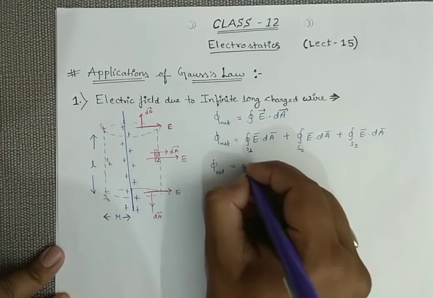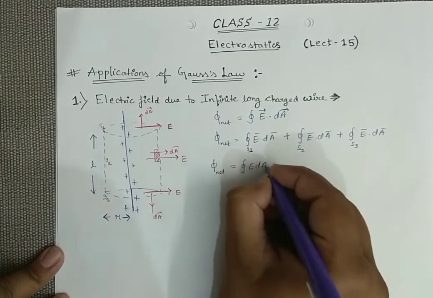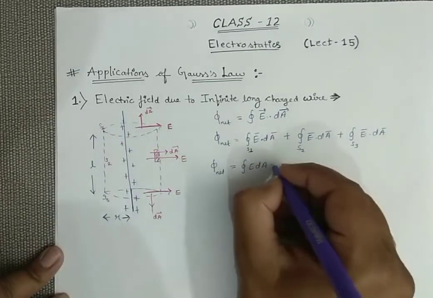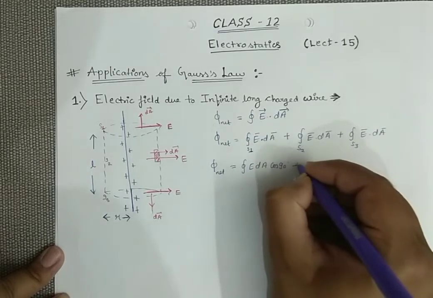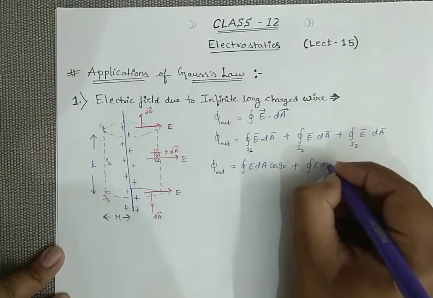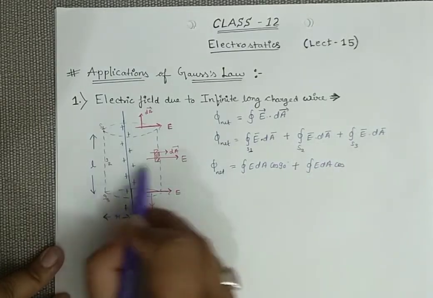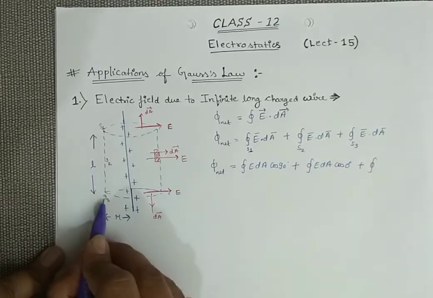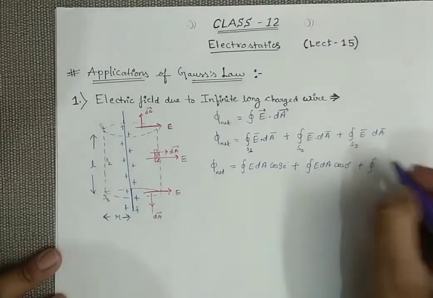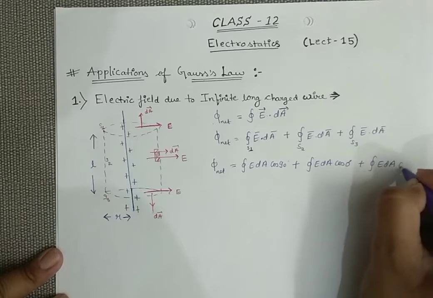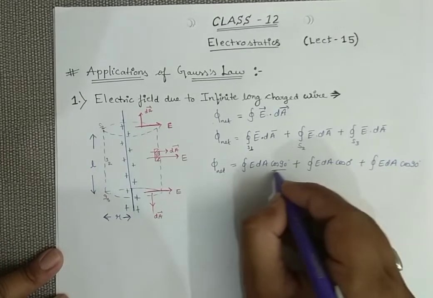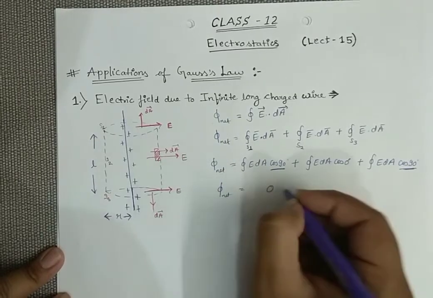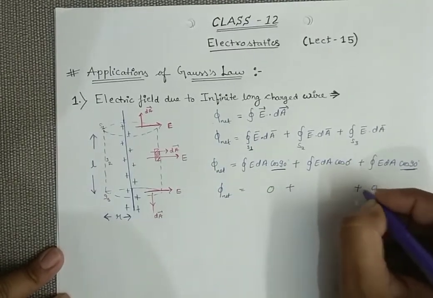Now look carefully at the surface S1. If we remove this dot product, we know cos theta is there. So for S1 theta is 90, so here we will get the integration of E dA cos 90. This is for the second surface. Look at the second surface, theta is 0, both are in the same direction. And look at the third surface. Again in the third surface both are perpendicular, so it will be E dA cos 90. If you remember, cos 90 is 0. So this complete term will be equal to 0, and this term will also be equal to 0.